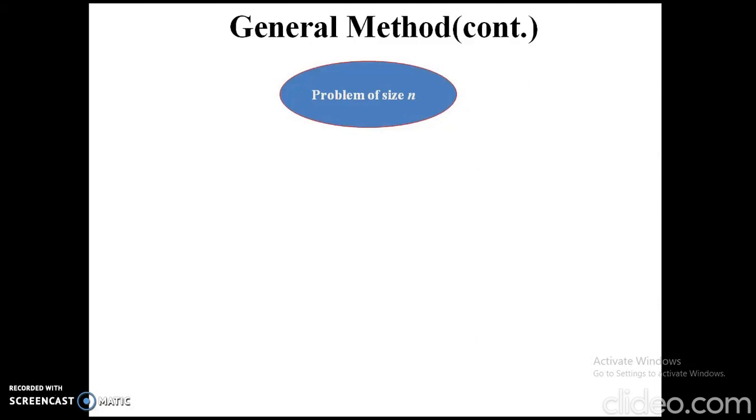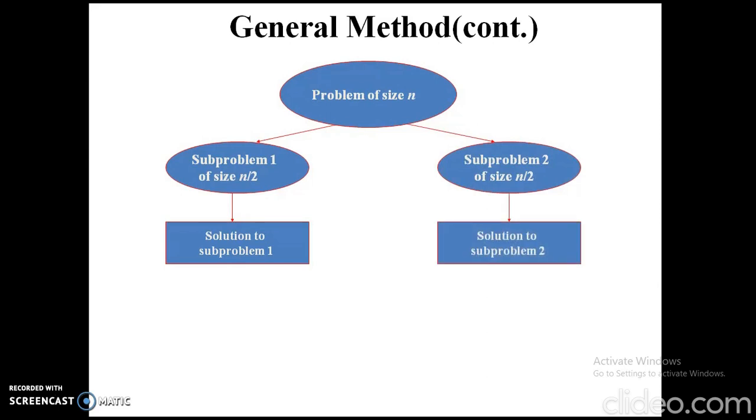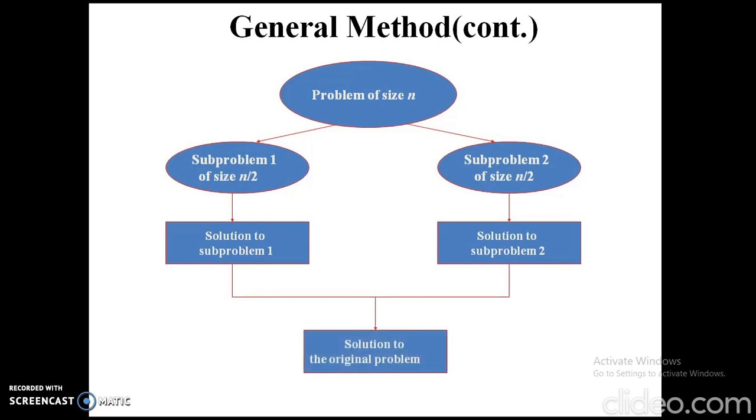Let us just look into a pictorial representation of the general method of divide and conquer. If I have a problem of size n, I'll divide that into a subproblem 1 of size n by 2. Then find the solution to the subproblem 1. Then again I have a subproblem 2, the two subproblems each of size n by 2, wherein I find the solution to the subproblem 2 also. Then finally combine the solutions of those two subproblems to get the solution to the original problem. And as I told, finding the solution to the subproblems will always be done recursively.